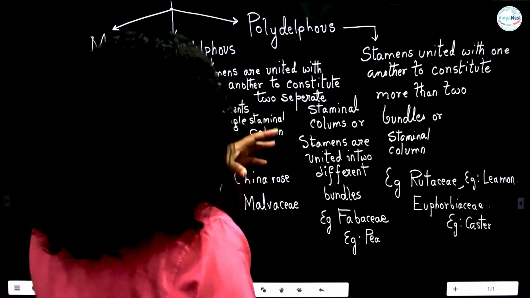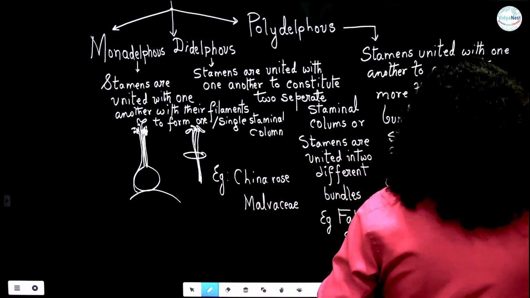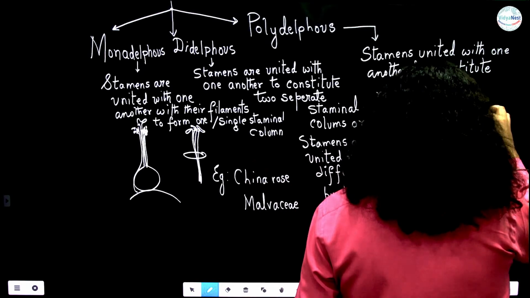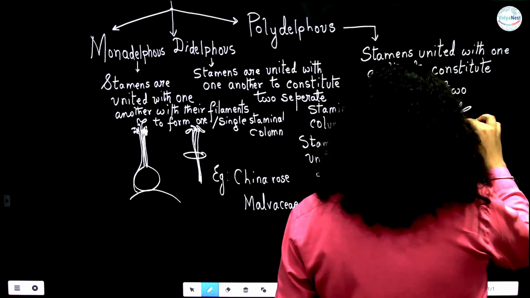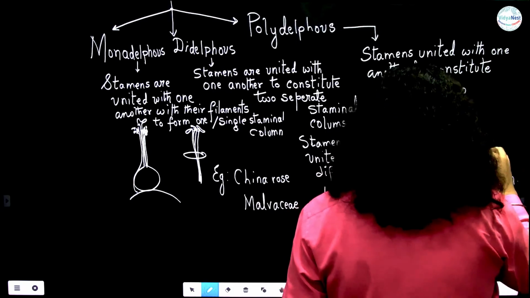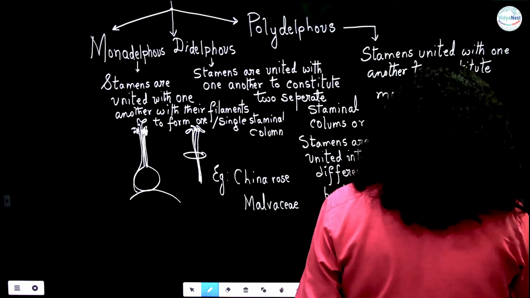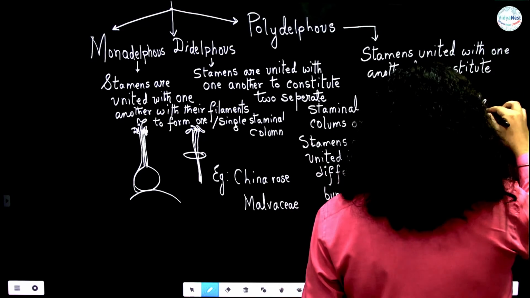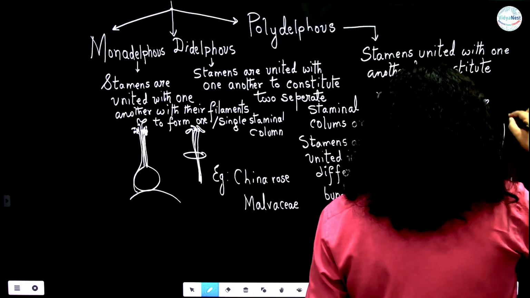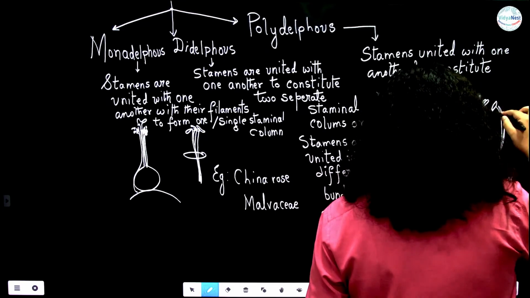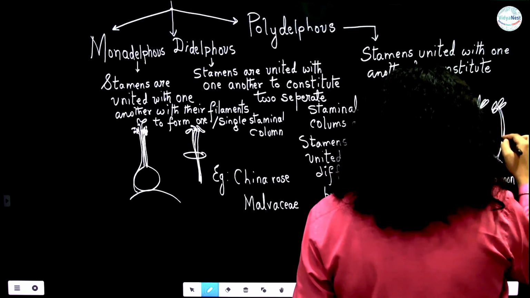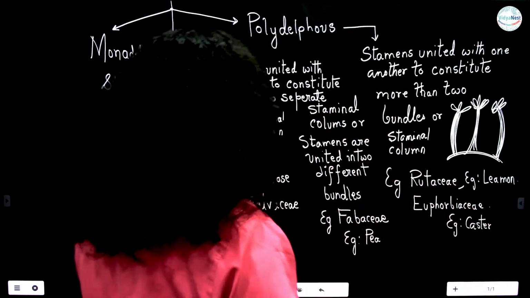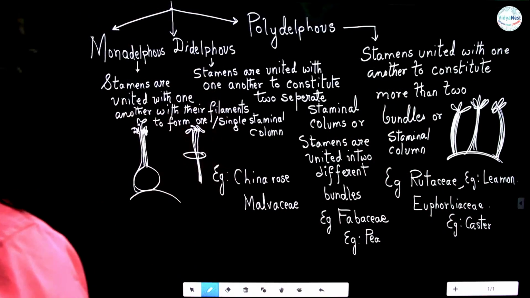Here we can see many bundles are present. Suppose some of the stamens have united with one another, and the filaments are fused only, but the anthers are free. This is another cluster of anthers, and this is another cluster of anthers. So we find that so many stamens have their filaments fused with one another and the anthers are free. This is found in case of polyadelphous condition.